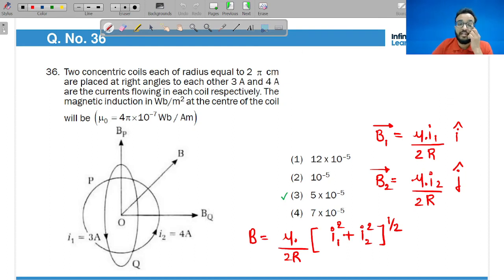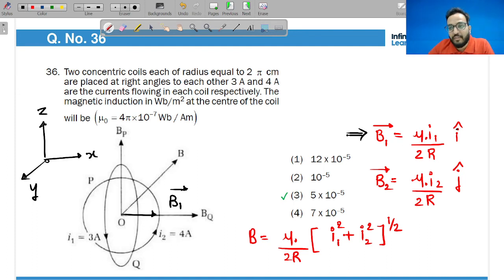Question number 36. Now this is interesting. Let's say this is your x-axis and this is your y-axis, right? And this is your z-axis. Now if you look at BP, that is the magnetic field due to this coil P, it will be B1 in this direction, and that will be how much? Mu naught I1 by 2R I cap. And if you talk about this other one, that is BQ, the magnetic field due to another coil will be in this direction. Let's say this is B2. So B2 is what? B2 is mu naught I2 by 2R, radius are same, J cap. This is interesting, right?